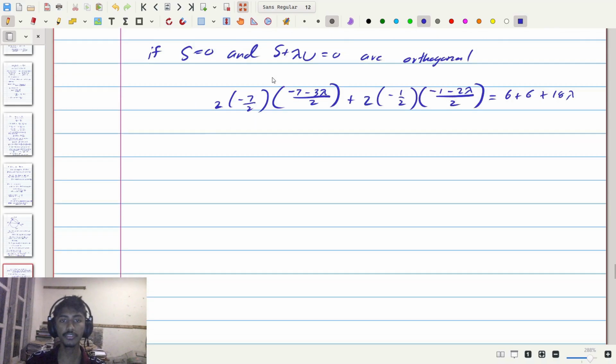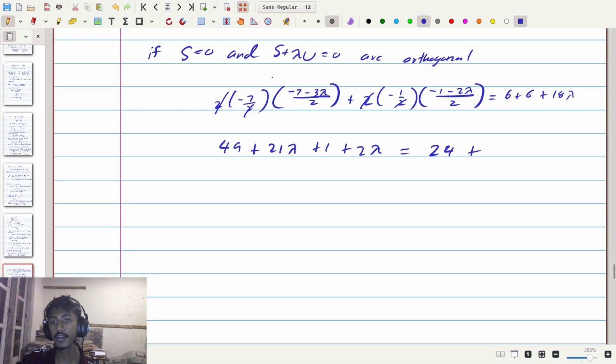Now simplifying this down, we can see if we cancel this 2 and this 2 and also this 2 and this 2, all you have to do is to multiply both sides by 2. And doing so, we can see on the left hand side we just get minus 7 times minus 7, which is plus 49, and minus 7 times minus 3 lambda, which is going to be plus 21 lambda. And over here we get, if we cancel this 2 and take the other 2 to the other side, minus 1 times minus 1, which is plus 1, and minus 1 times minus 2 lambda, which is plus 2 lambda. And then on the other side we have 2 times 6 plus 6, which is going to be 12 times 2, which is 24, and 18 lambda times 2, which is 36 lambda.